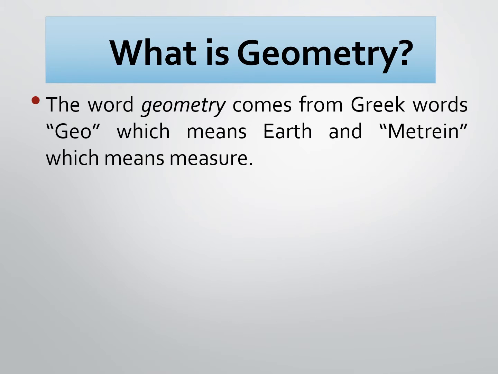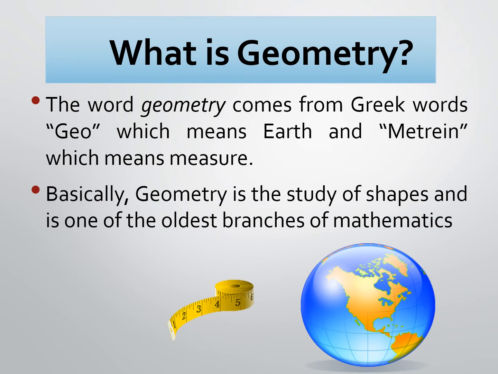As I've mentioned before, the word geometry comes from Greek words geo, which means earth, and metrain, which means measure. Meaning geometry is the measure of the earth or earth measure. Basically, geometry is the study of shapes and is one of the oldest branches of mathematics. That's the reason why we have the measurement.